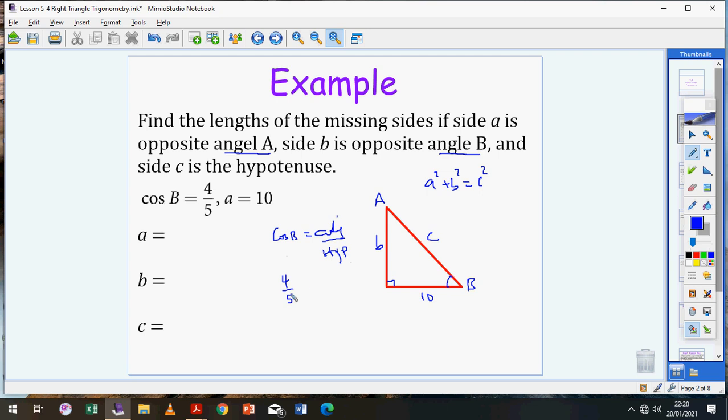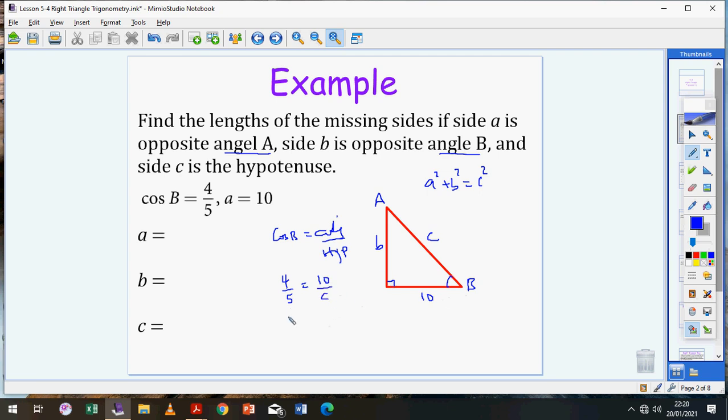It's been given. Now don't let this lead you into thinking that the adjacent is automatically 4 and the hypotenuse is automatically 5. We don't know that, because this could be a reduced form of that ratio. So let's not jump to conclusions. The adjacent for now, as we know, is 10, because if you look at this triangle, the adjacent to B is 10, and the hypotenuse is C.